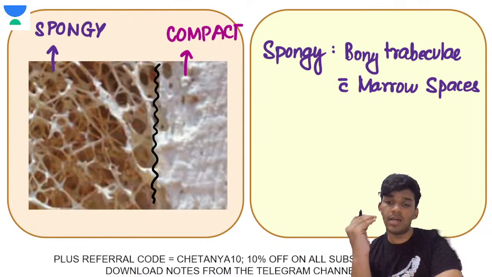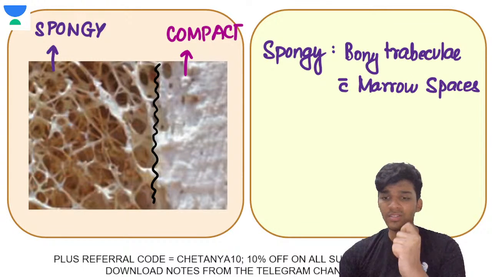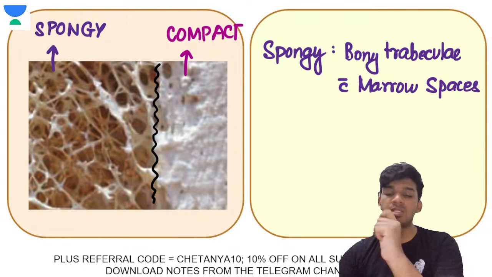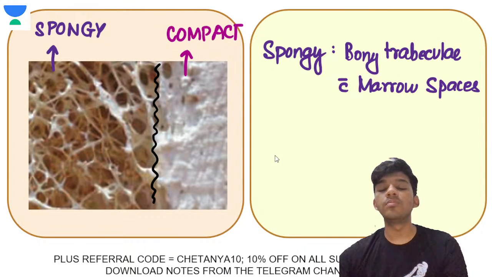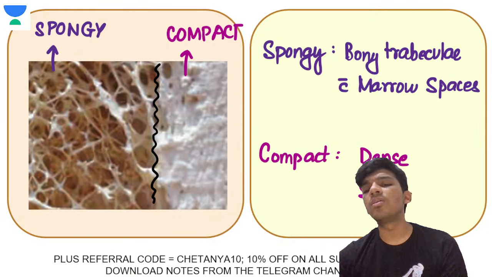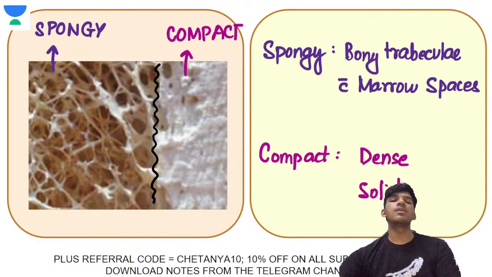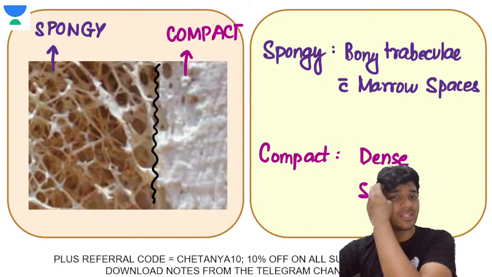Now, the outer portion that you see here is a solid structure. This is called compact bone. It is more dense and solid, and you cannot appreciate trabeculae. You will be able to easily make this out once you are familiar with this understanding. So these are the two types or patterns of bone.